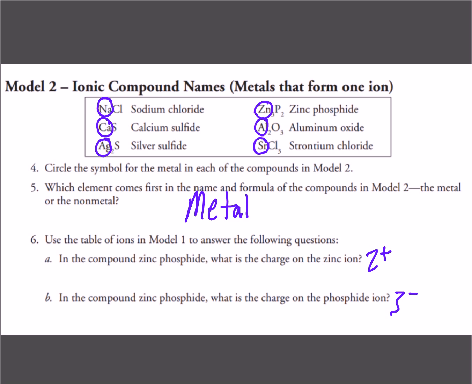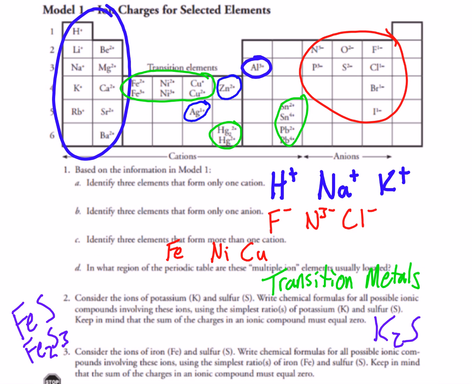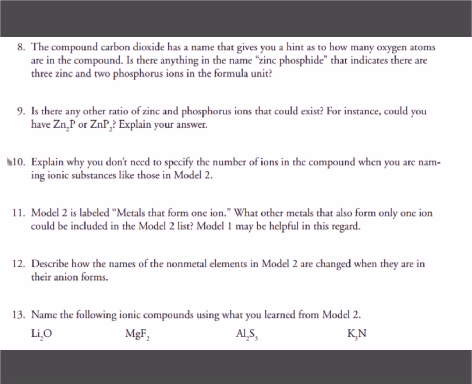In the zinc phosphide, what is the charge on the phosphide ion? 3-. Okay. Again, you can go back to Model 1, which was the slide before. If we flip back really quick, we can see, oh, zinc's a +2. So this thing's pretty cool. I've got a laser pointer now. I can kind of point to it. Look at that. +2. Phosphide over here is a 3-. Mine's a little small, so it's a little harder to see, but you have it with yours as well. Okay. Moving along.